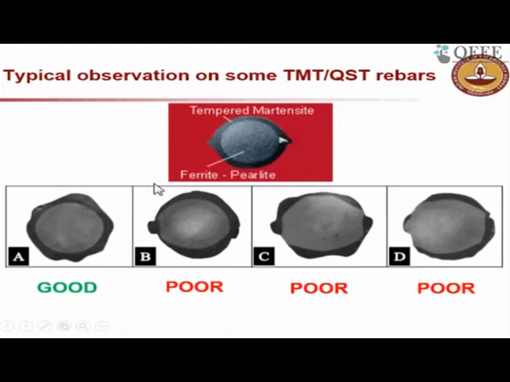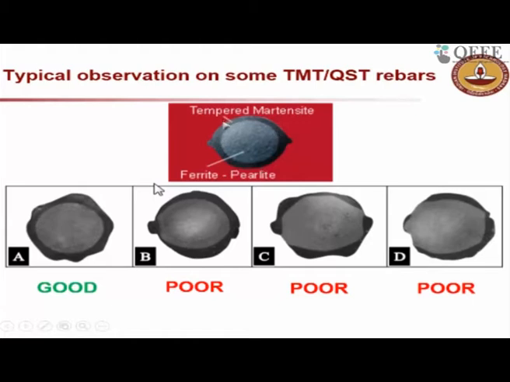Because of these two different microstructures, you get different properties. The tempered martensite is mainly contributing to the high tensile strength, and it's very hard. So you have a hard surface and you have a ductile core. This is more ductile, because today if you are going for seismic design, you need a rebar which is ductile in nature. So you have a ductile core and a hard surface or periphery.